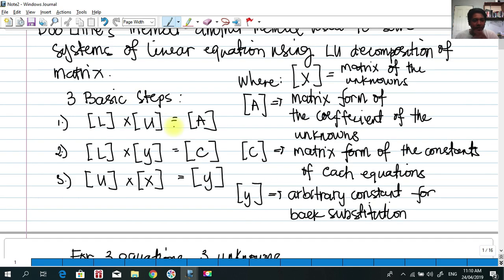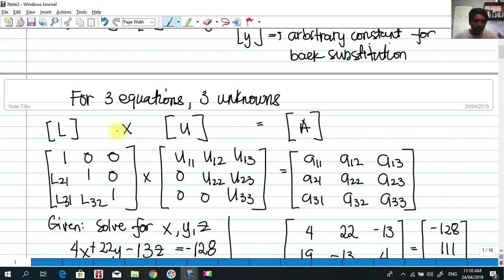So basically, let's have a 3 by 3. Let's say we have an example of 3 equations, 3 unknowns. Here we have the matrix form of L, the matrix form of U, and the matrix form of A. We said that L multiplied by U is equal to A, wherein L, as I said a while ago, is an LU decomposed matrix whose diagonal is composed of 1s, and above those diagonals the other elements are 0, but below the diagonals are non-zero elements: L21, L31, L32. L21 is the element in row 2, column 1, L31 is row 3, column 1, and L32 is row 3, column 2.